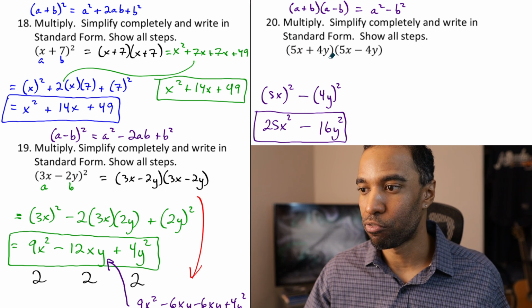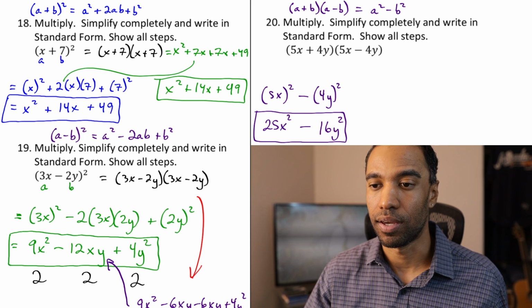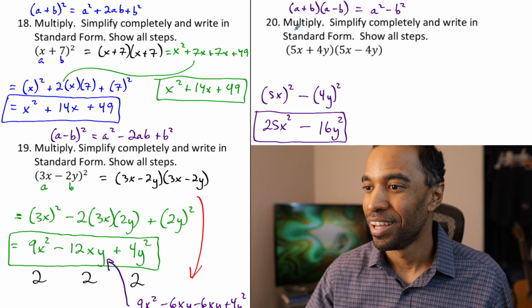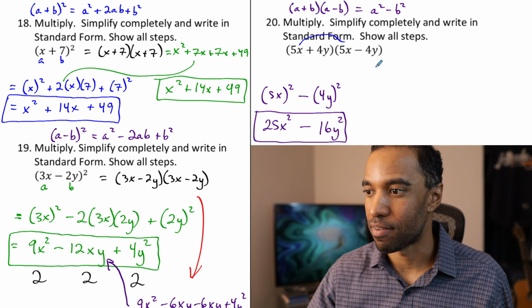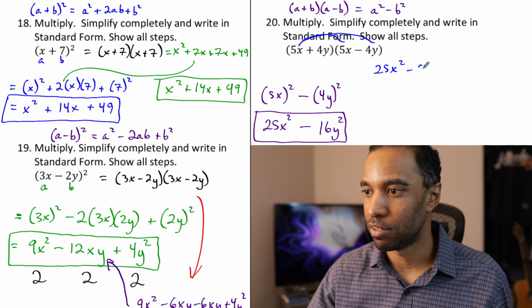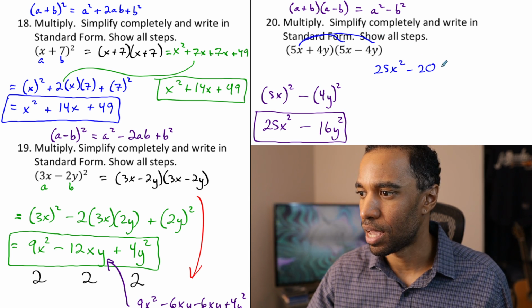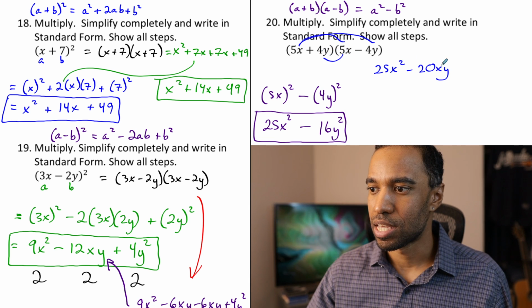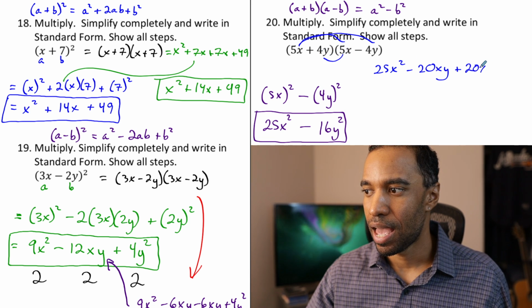Now, Mr. Robinson, this is already set up to FOIL. Why don't I just FOIL it? Yeah, go ahead. That's fine. Go. I'll do it too. Now, when I FOIL it, 5x times 5x is 25x squared. 5x times negative 4y is, what is that? Negative 20xy. 4y times 5x is plus 20xy.